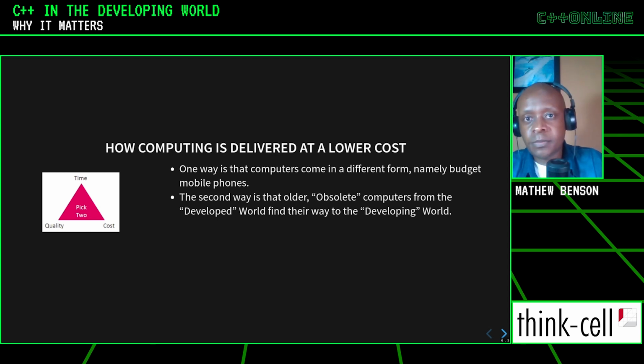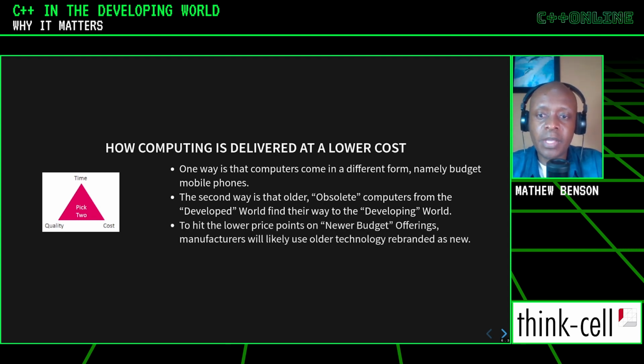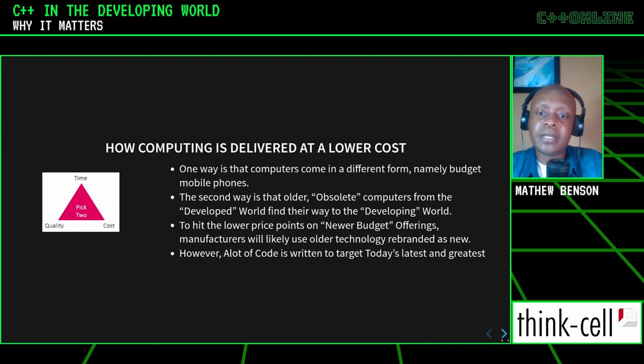Another way is, as I've alluded to, the older computers, what would be termed as obsolete, find their way into the developing world because their cost has been reduced. And a third way is that manufacturers do tend to repackage their older offerings as new budget offerings. But in light of all of this, a lot of code is written with today's current hardware in mind.